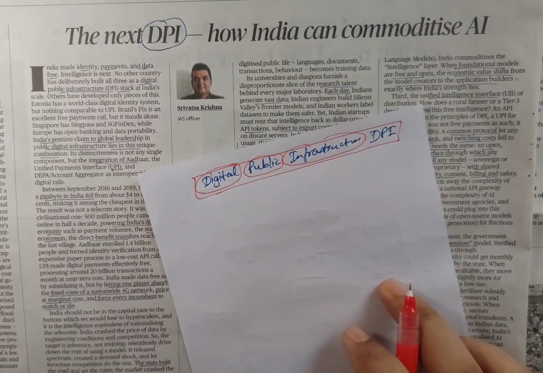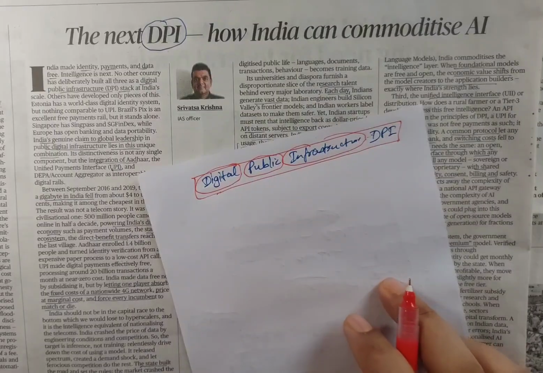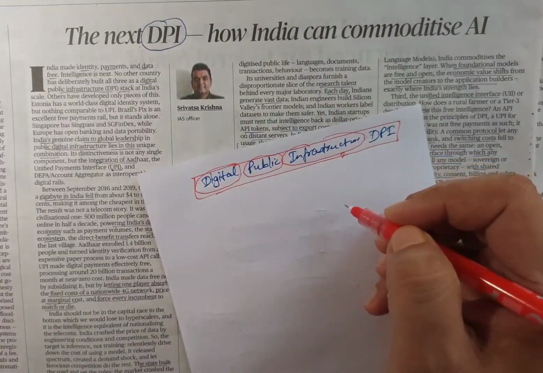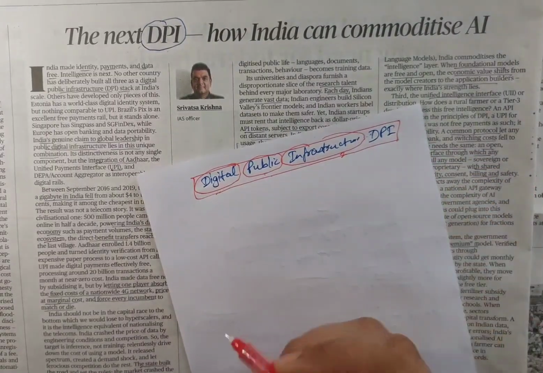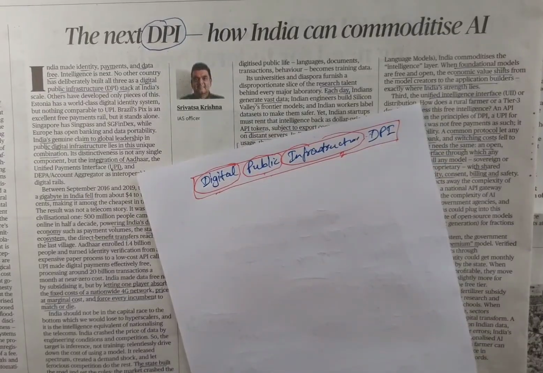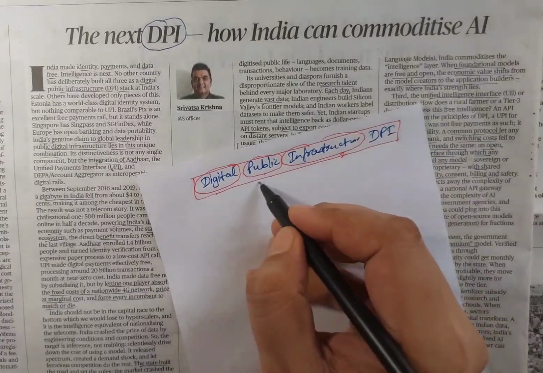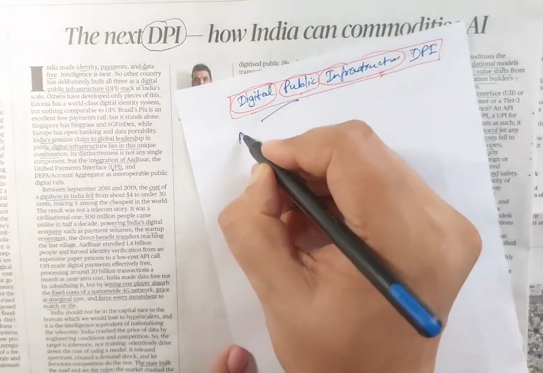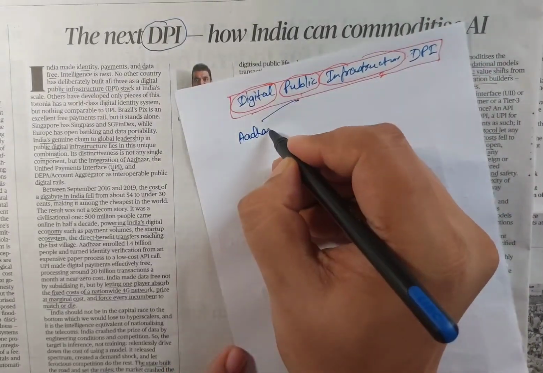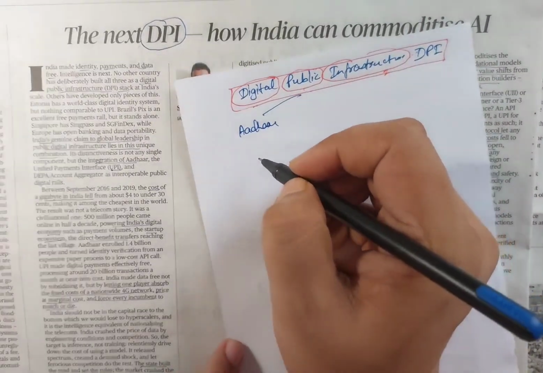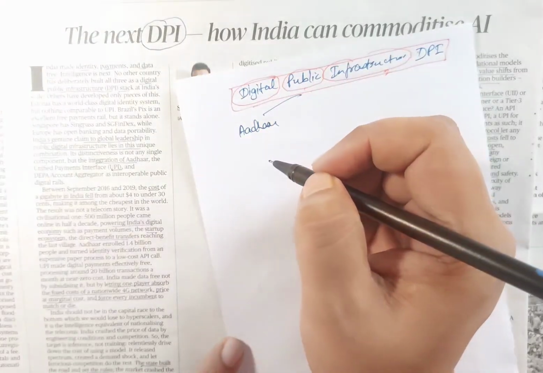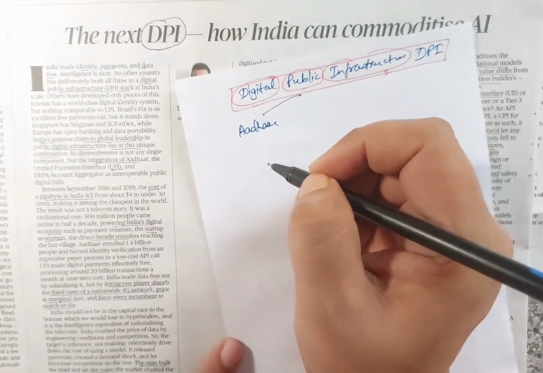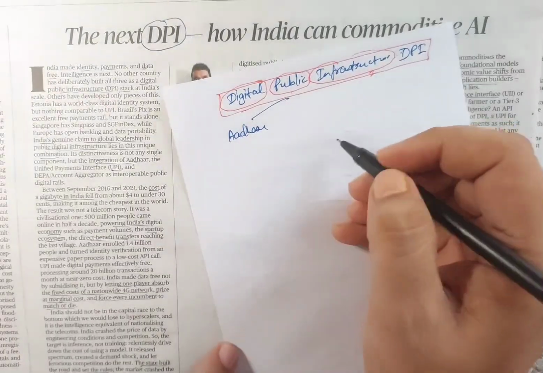Like roads are available in the physical environment, available to the whole public, likewise, there are certain infrastructures which are available to the public but in the digital environment. For example, what are those? The first one is Aadhaar. When Aadhaar came, it entirely changed the Indian governance ecosystem and also the Indian economy.